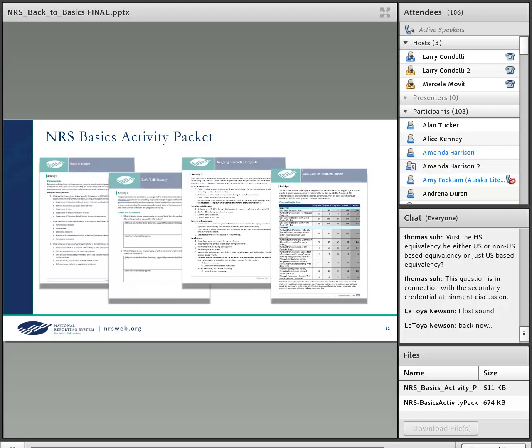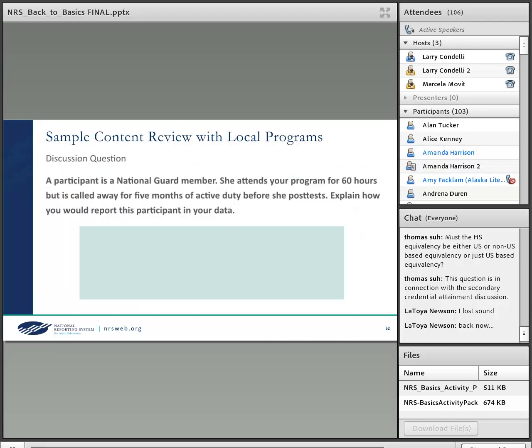Okay, just if people had a couple thoughts about what in particular in this question you would want programs to attend to when they're looking at this particular person. A participant is a National Guard member. She attends your program for 60 hours. She's called to 5 months of active duty before her post-test. Explain how you would report this particular participant in your data.